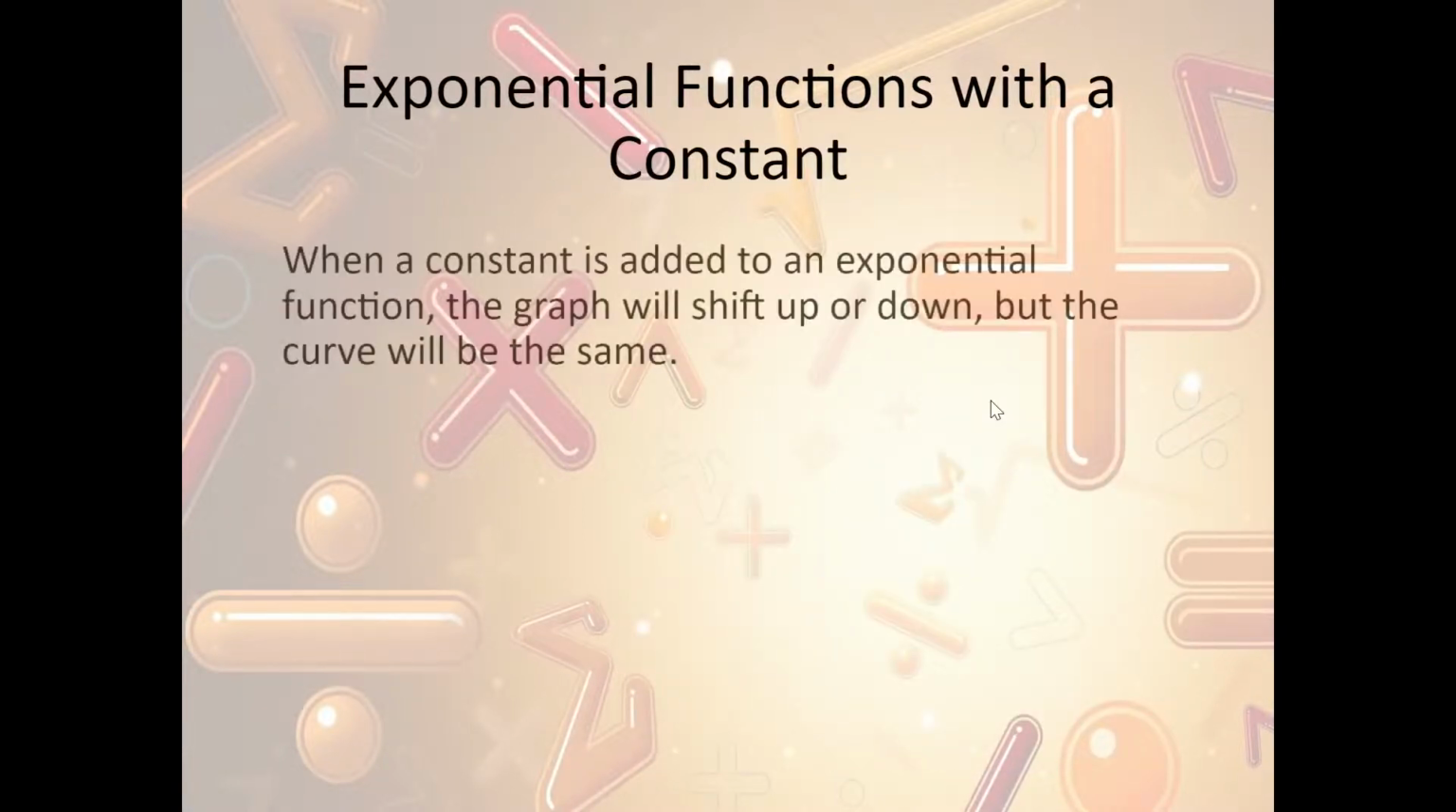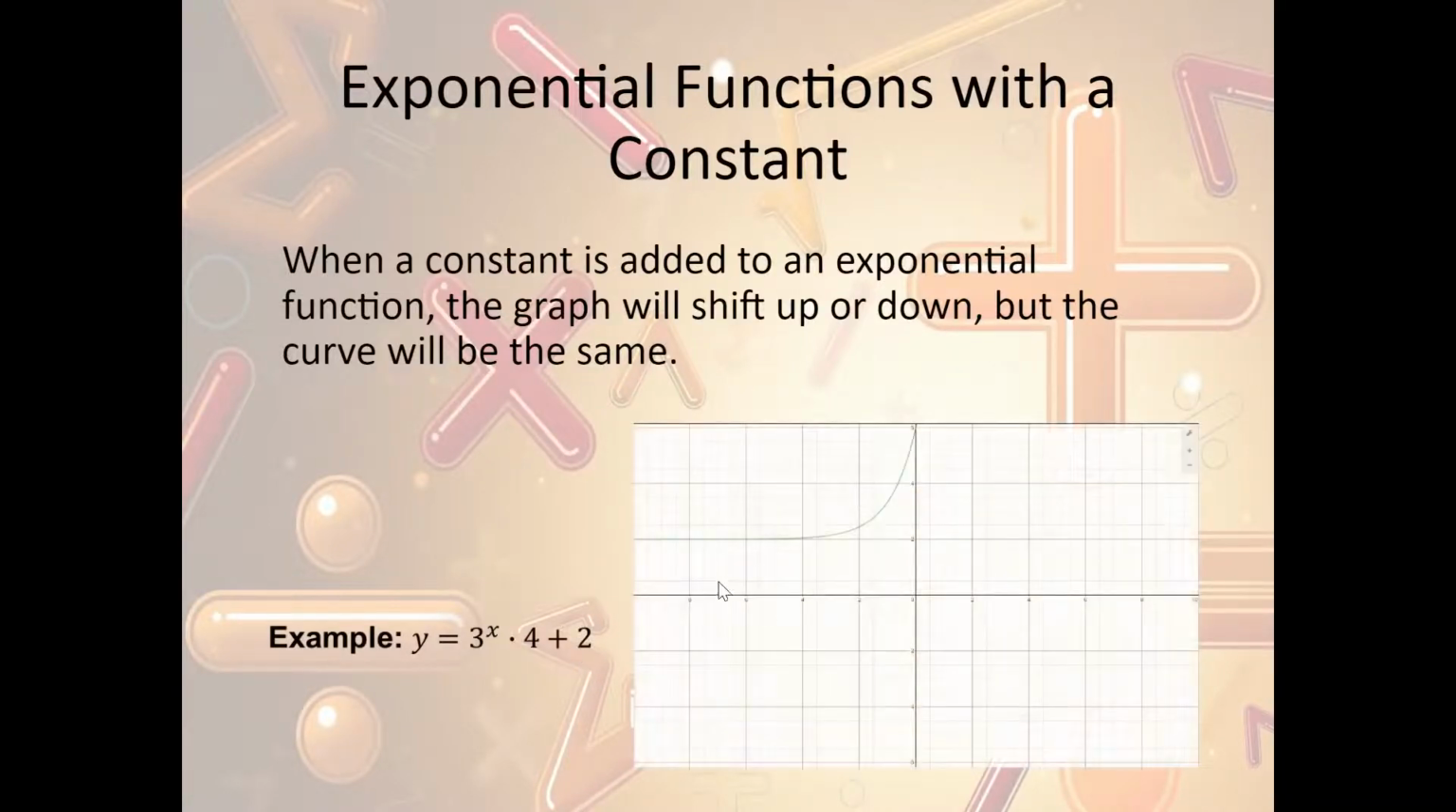Now what if we were to add a constant? So when a constant is added to an exponential function, the graph will shift up or down, but the curve will stay the same. So if we had y equals 3 to the x times 4 plus 2, then it would look like this. So it would look exactly the same as y equals 3 to the x times 4, except we're going to slide it up 2 units. So now the line it doesn't cross is y equals 2 instead of the x-axis.